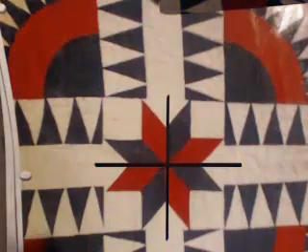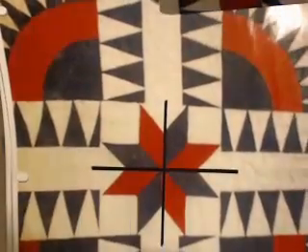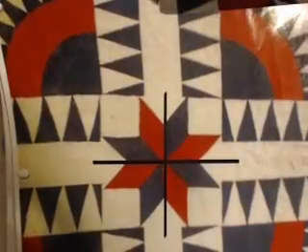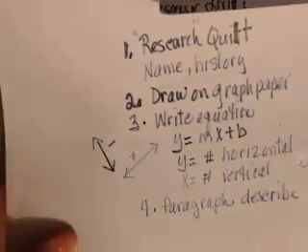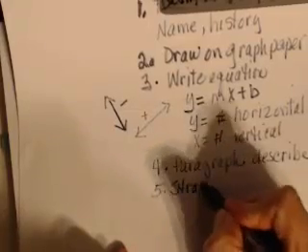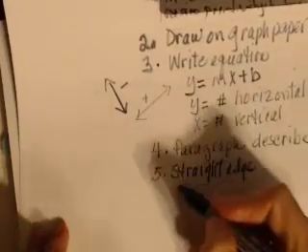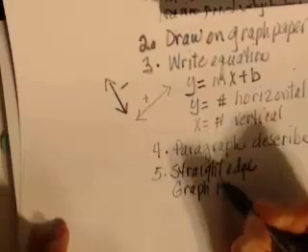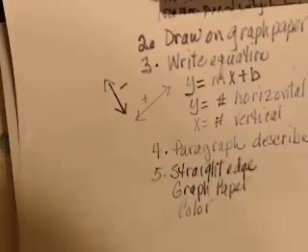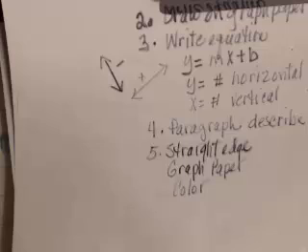And then I want you to make it colorful. I want you to make it attractive. So I do expect that you will use a straight edge, no freehand, and I do expect you to use color. Straight edge, graph paper, and color. And make sure that I can see your equations of your lines when you submit it.